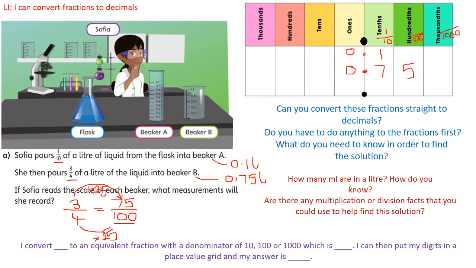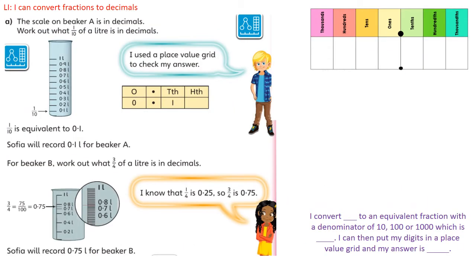I hope you're saying 1,000. You'd be quite right. Let's have a look. Here we're doing this one again, and you can see here we've got the place value chart. We've put the 1, the numerator, into the tenths column because the denominator was 10.